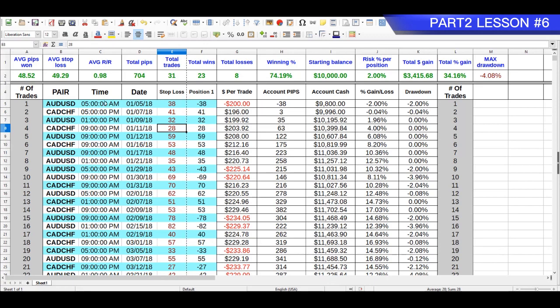But now we have the Canada Swiss and the Aussie dollar. You can see that we have a 74% winning percentage. So the Aussie dollar performed a little bit worse than the Canada Swiss, still performing at a decent rate and managing to give us over a 34% return so far in 2018 using just these two pairs.